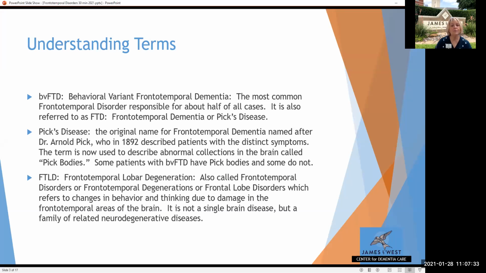So here are some of the terms. This is going to be a fast program, and it may start sounding like I'm talking in another language, but I wanted to have a slide specific to these, and you're going to get these slides. When you see it written with the lowercase bv and the uppercase FTD, that is behavioral variant frontotemporal dementia. It is the most common type of frontotemporal dementia, responsible for about half of all cases. Many people just call it FTD for short.